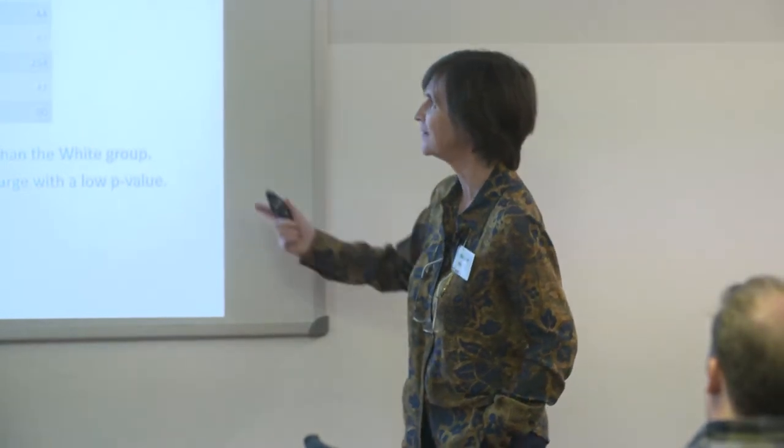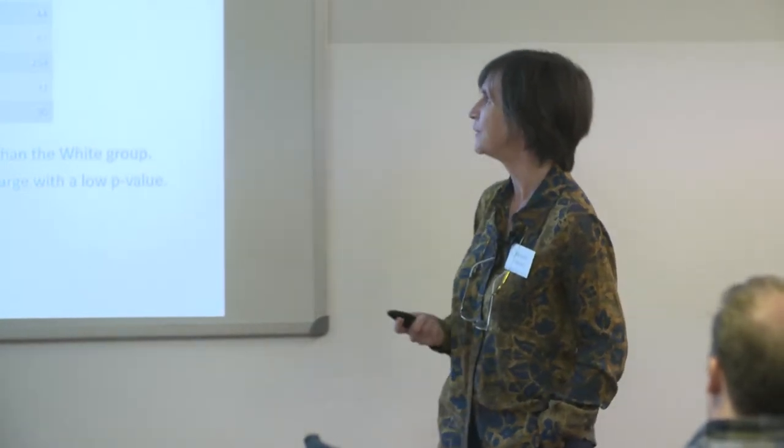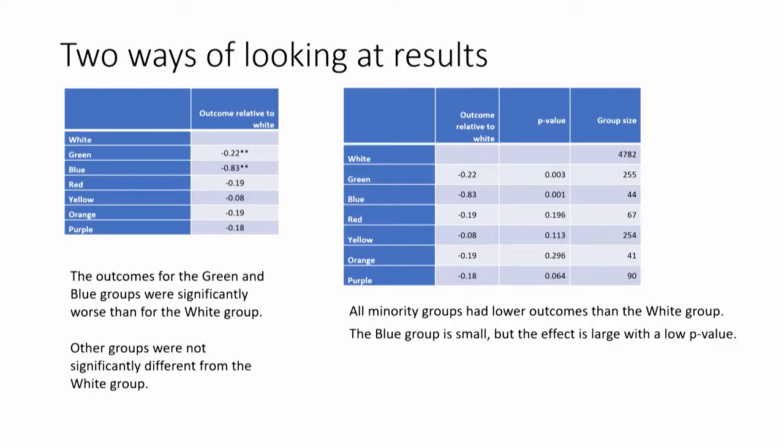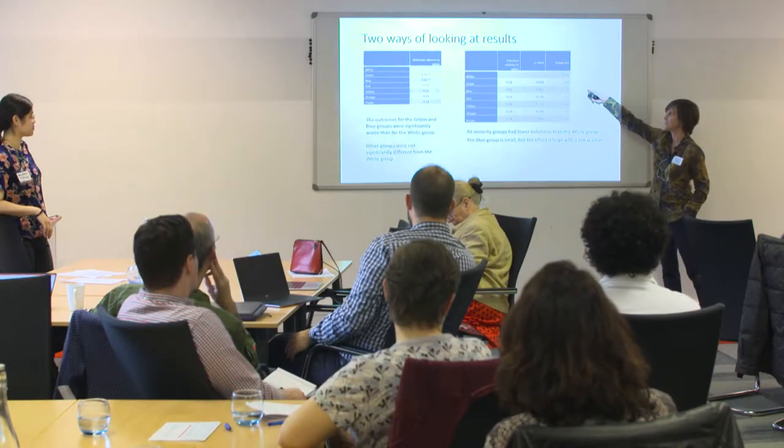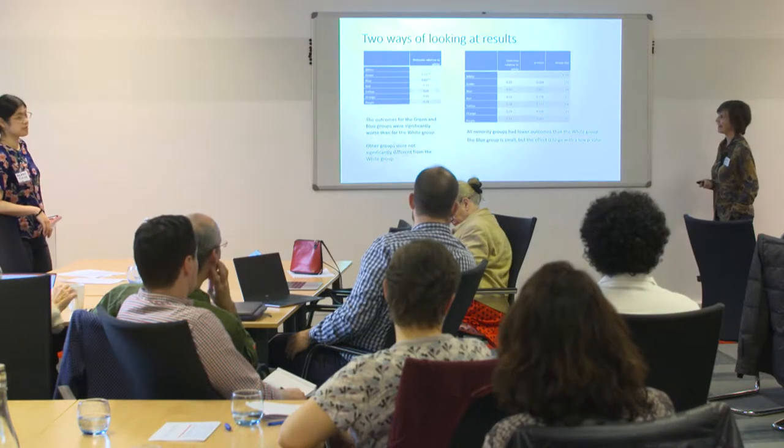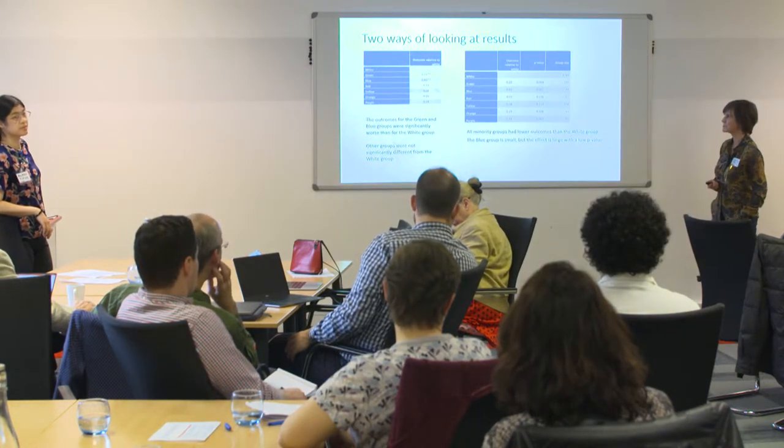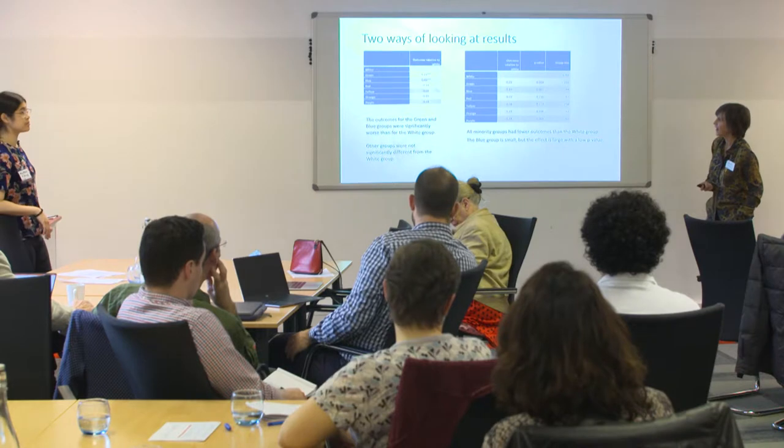The blue group is a small group, but its effect is very large. The coefficient of minus 0.83, compared with all the rest, seems to have a big difference from the white group, and it has a very low p-value. It's only a small group. In fact, it's one of the two smallest groups, but the p-value is very low. So we can have a lot of confidence that this group had very much worse outcomes than the white group.